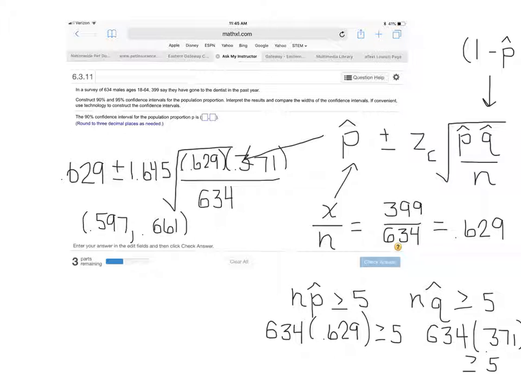So we can say that we're 90% confident that the true proportion of all males in the age range from 18 to 64 is somewhere between 0.597 and 0.661, or if we change those to percentages, somewhere between 59.7% and 66.1%.